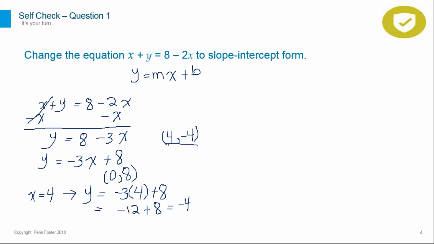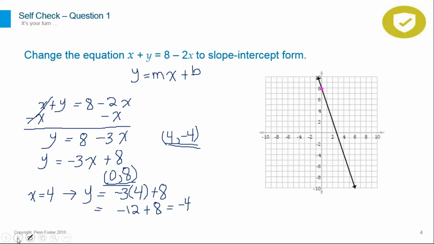So we have 2 points. We are able to plot the 2 points and graph the line. On this graph, as you see, the y-intercept point is (0, 8), and then the second point is (4, -4).